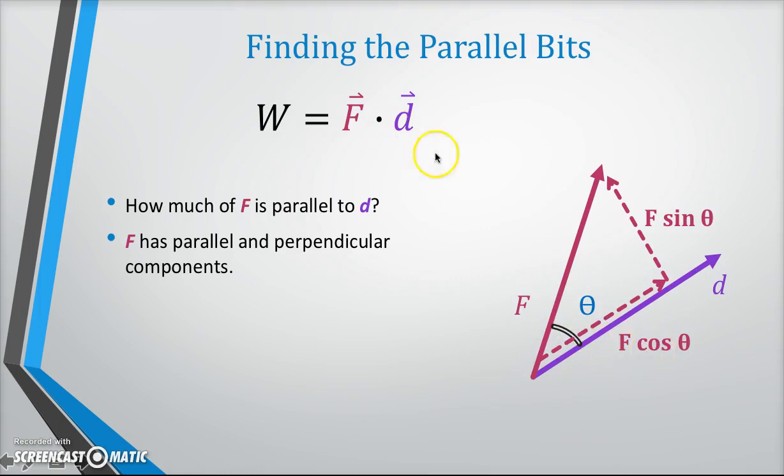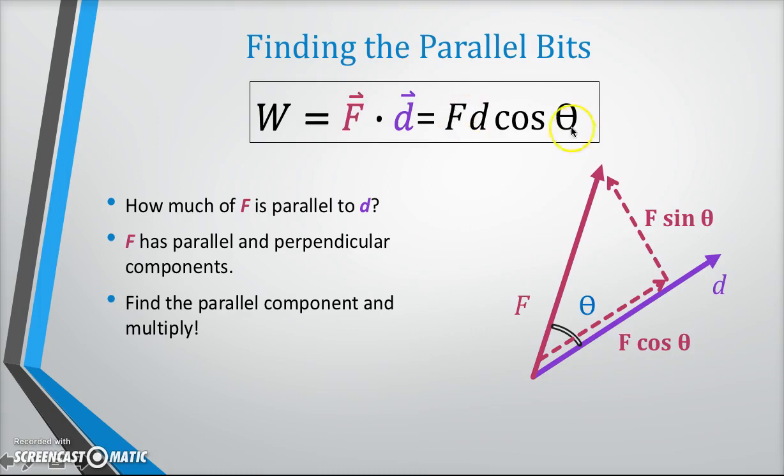Now, multiply by d, f d cosine theta. Find the parallel component, check, multiply, check. What do we get? F d cosine theta. Write it down, put a box around it. The formula for the dot product in polar form.